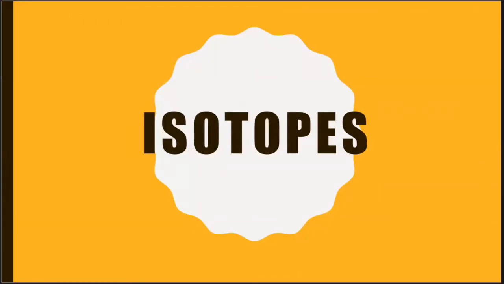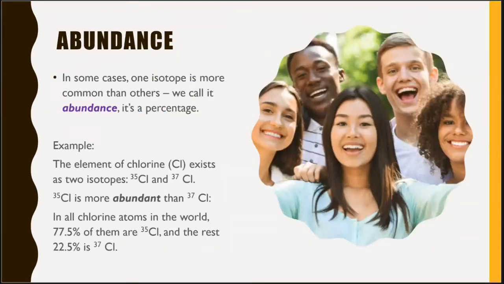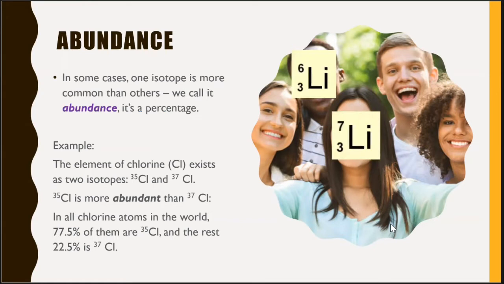To answer that, we need to introduce isotopes. Many elements have isotopes. These are different varieties of an element with the same number of protons, but different numbers of neutrons in the nucleus. In some cases, one isotope is more common than others, but they are all isotopes of each other. Like how people of different races all belong to one human family, isotopes are like members of one elemental family.